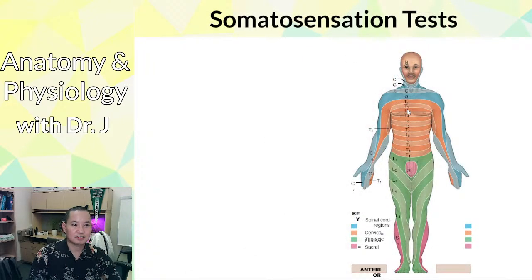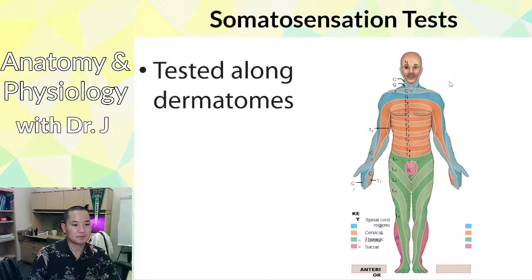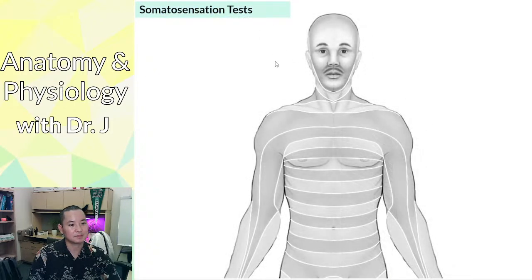So this is why we have somatosensation tests. What we do is test things along dermatomes. It's a way of detecting whether there's some sort of spinal nerve damage. So what we do is try to elicit these different ways of somatosensation. One common way is just taking an object and applying it to that dermatome and seeing if the patient can detect it properly.